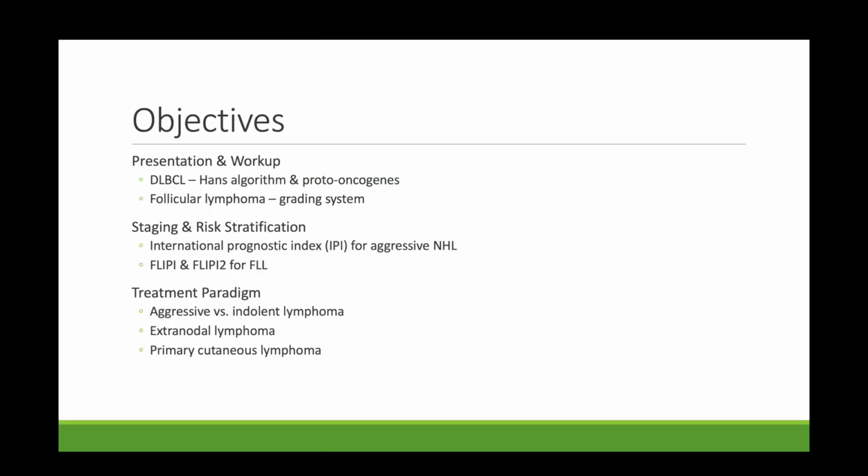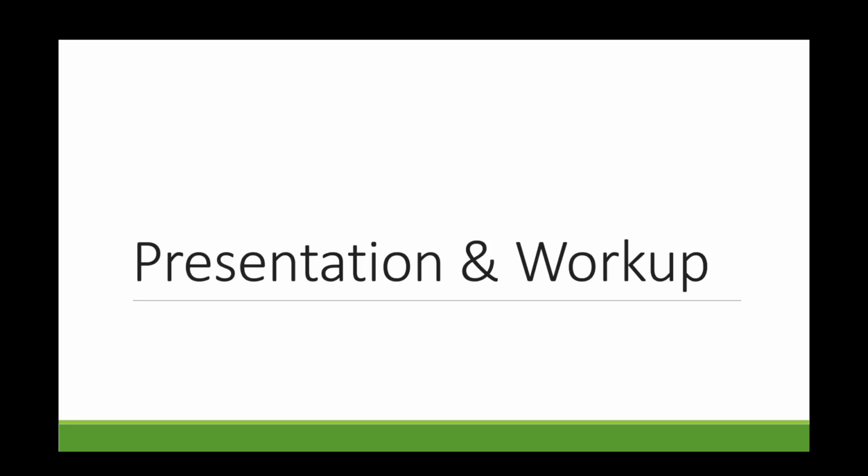In the next talk, we'll get into the evidence behind the management of non-Hodgkin lymphoma, but for the overview lecture, what I'd like to focus on is the presentation and workup, staging and risk stratification, and then finally an overview of the treatment paradigm for non-Hodgkin lymphomas. So let's start with the basics.